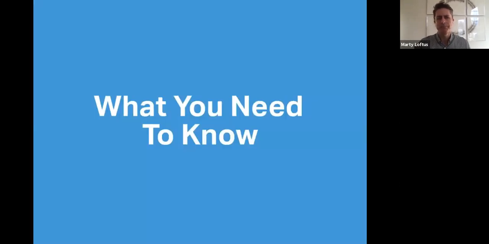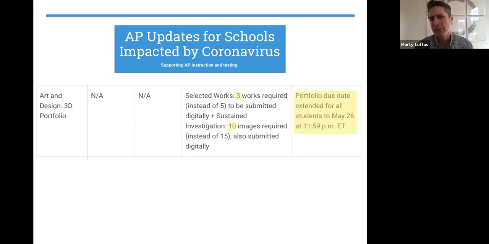So what do you need to know? Here are your updates. So once again, you're only going to have 2 sections that you're going to be uploading for your portfolio this year. The first one is your selected works. This was initially 5 works. This is now 3. So you'll only be submitting 3 works for selected works. Now remember, that's 3 works for the AP 3D portfolio, but that's 6 images. So 3 works, 2 images for each of those pieces showing different vantage points, perspectives, or detail shots.